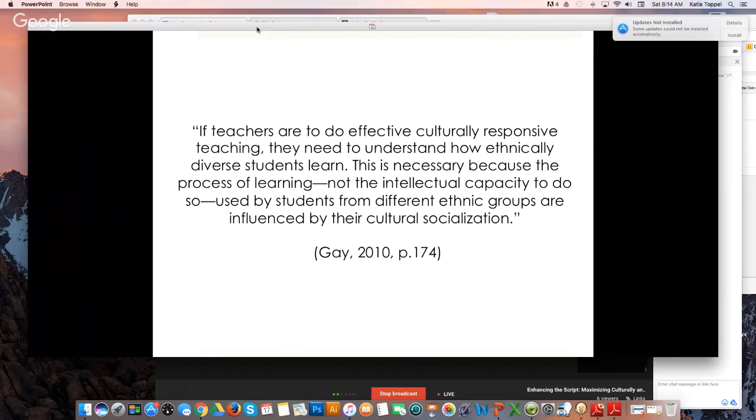And Zaretta Hammond talks a lot about how all brains are wired in the same ways. And so that becomes a very cultural element, that brains are wired for collaborative practices, and brains are wired for solving puzzles and uncovering patterns and things like that. So when we incorporate those types of activities into our classroom, they're automatically culturally responsive, because we're responding to those needs of kind of human universalities.